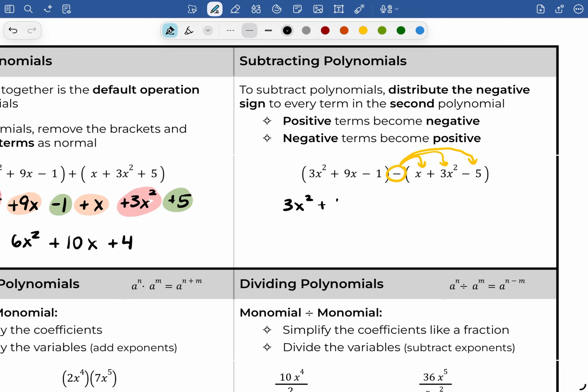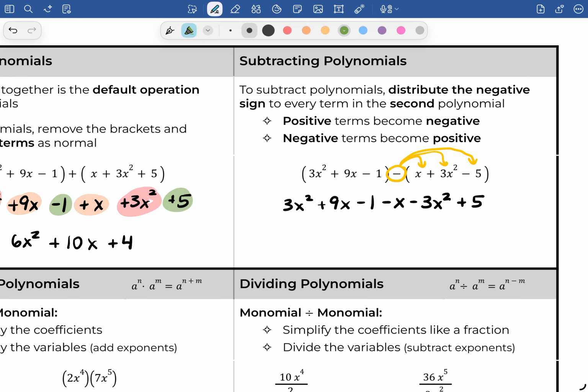3x squared plus 9x minus 1. Now every term in this polynomial will switch its sign. Since this first term was originally positive within the brackets, it'll become negative when we distribute the negative sign. This one is also positive in the brackets, so it'll become negative. But this one is starting as negative, so essentially what we're thinking is minus -5, and we know two negatives when they're next to each other like that will become a positive, and so that's why it becomes +5 over here.